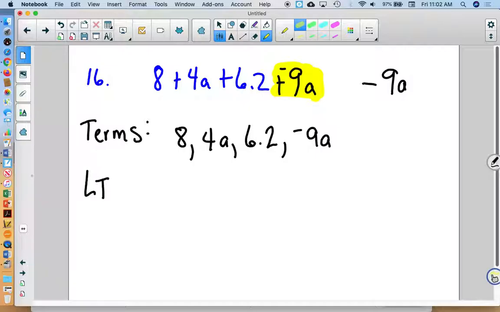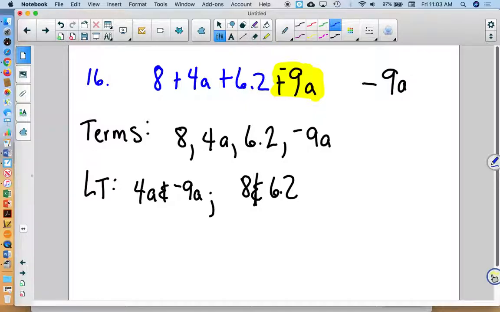What are the like terms? LT, what are the like terms? Cole? 4a and negative 9a and 8 and 6.2. Totally agree. Okay? Now, because that's what we were originally asked to do, was simplify it. What is a simplified statement now? 8 plus 4a plus 6 2/10 minus 9a simplifies down to what?